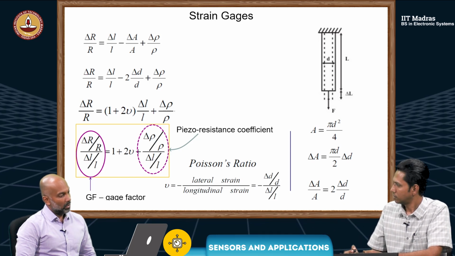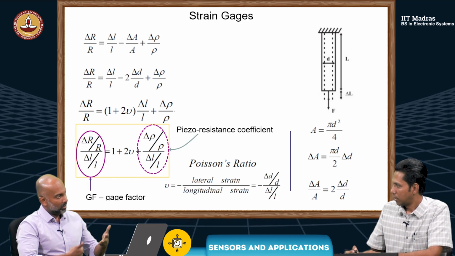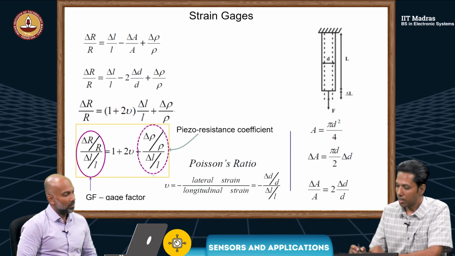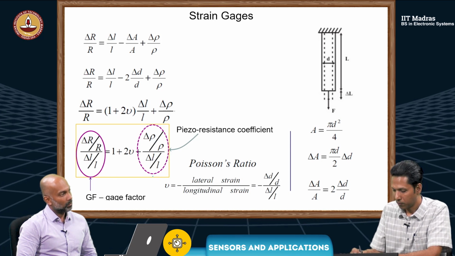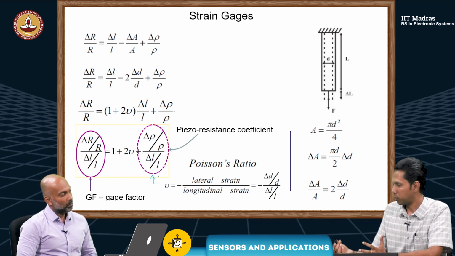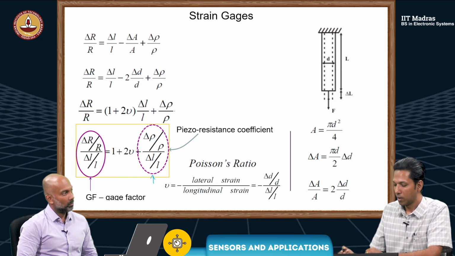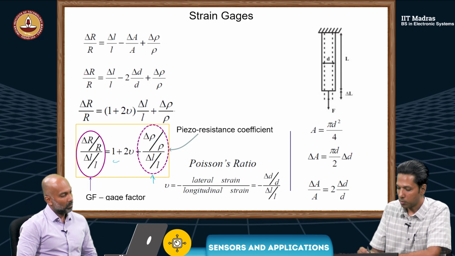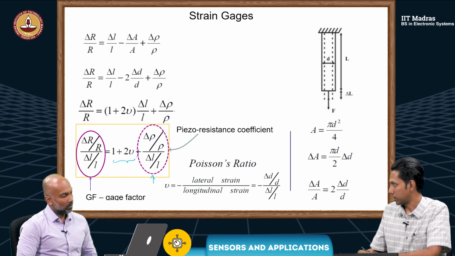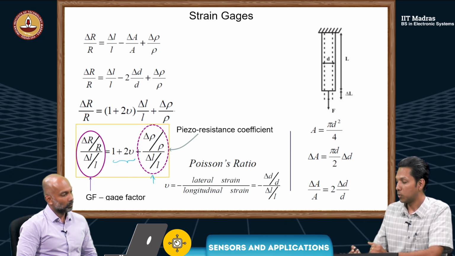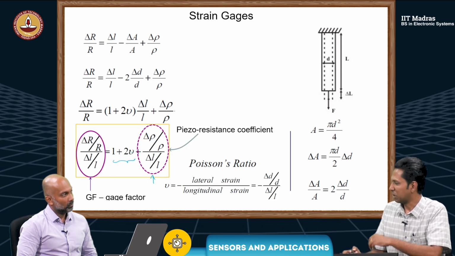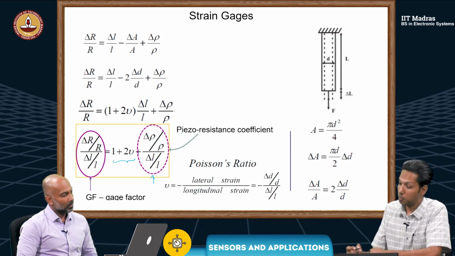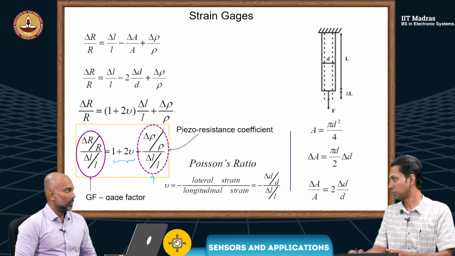So even for a normal conductor, if you look at the data sheet, you will see this piezoresistive coefficient. It will be there, but for metallic objects, this amount will be very low. Mostly it comes from 1 plus 2 times the Poisson ratio. Now, if you go for semiconductor material, this 1 plus 2 times Poisson ratio may not dominate. On the other hand, the piezoresistance coefficient will be quite high.